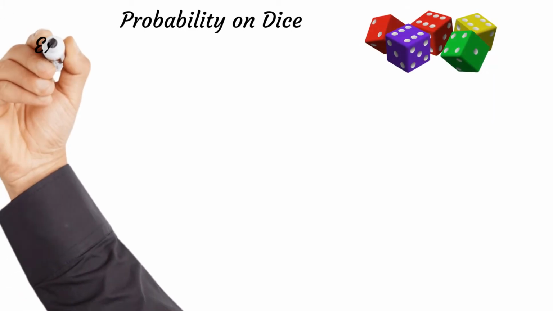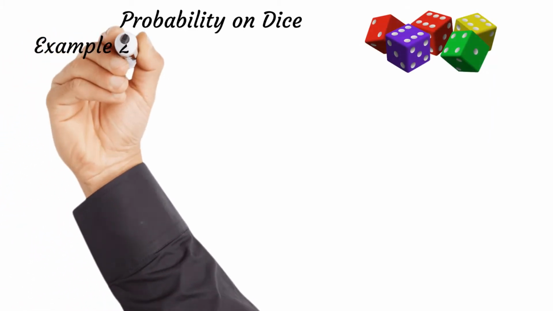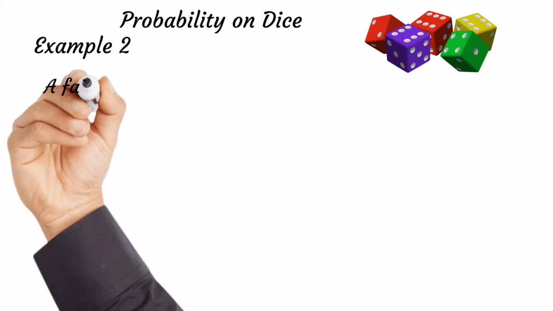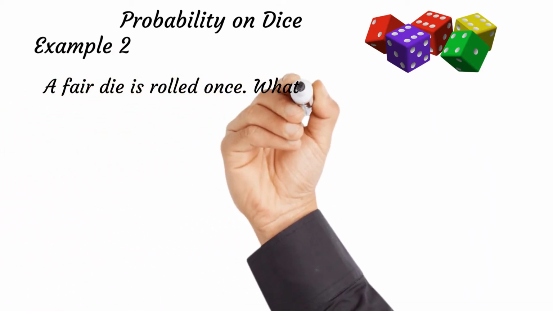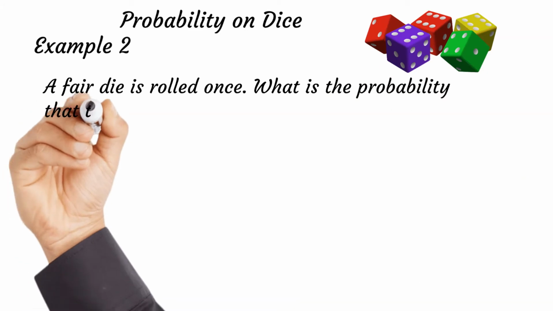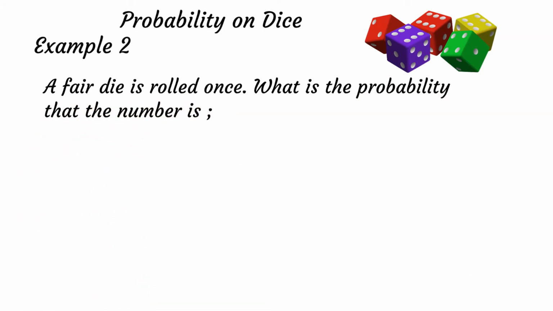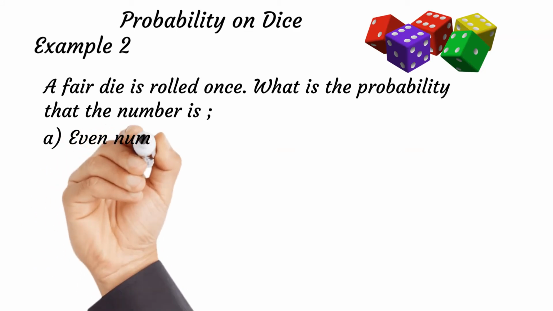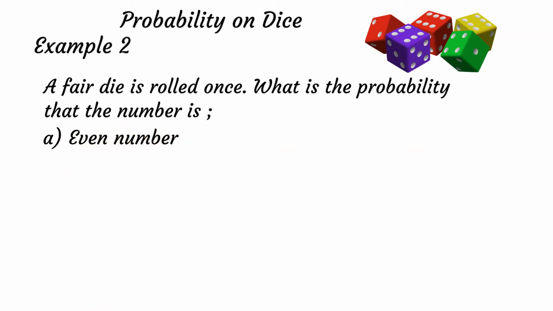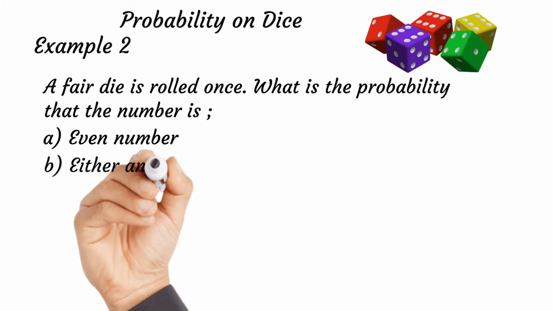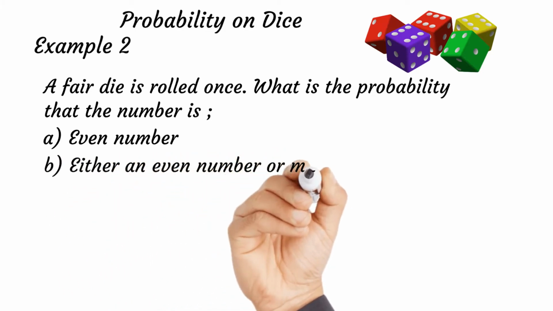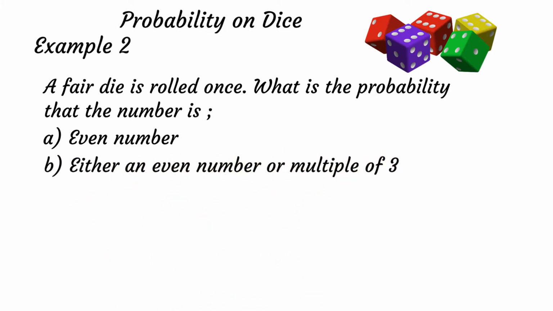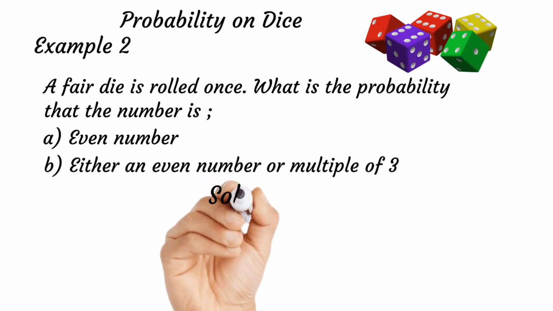Now we go to probability on dice. A dice has 6 faces, all right? So 1 to 6 will be the sample space. So let's take an example. A fair dice is rolled once. What is the probability that the number is A, even number, B, either an even number or multiple of 3? Right? Let's look at it.